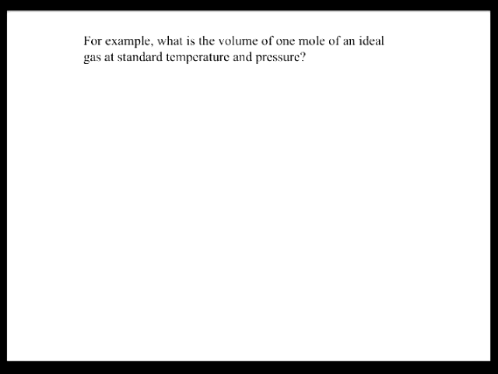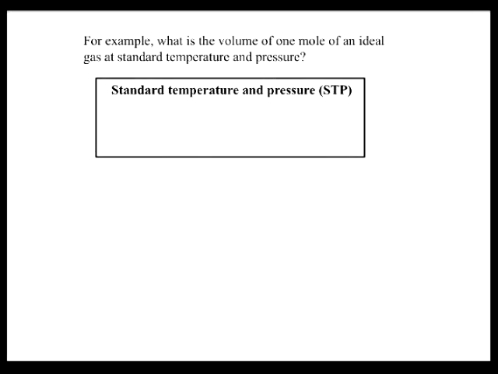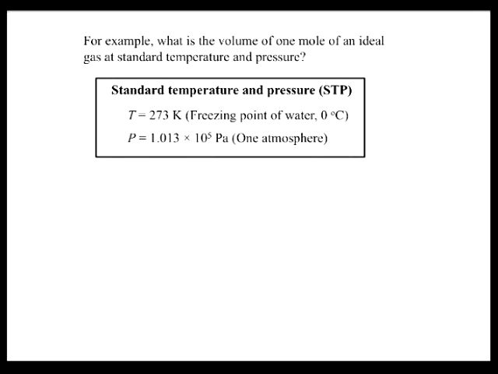First, we need to know what is meant by standard temperature and pressure. In order to reproduce conditions and to compare the way things operate, from electronic gadgets to gases, we need to know how they behave under identical conditions. One common set of environmental conditions is standard temperature and pressure, or STP. In this case, the temperature is set to 273 Kelvin, or 0 degrees Celsius, which is the freezing point of water, and the pressure is equal to 1.013 times 10 to the 5th Pascal, which is 1 atmosphere, and the average air pressure at sea level.